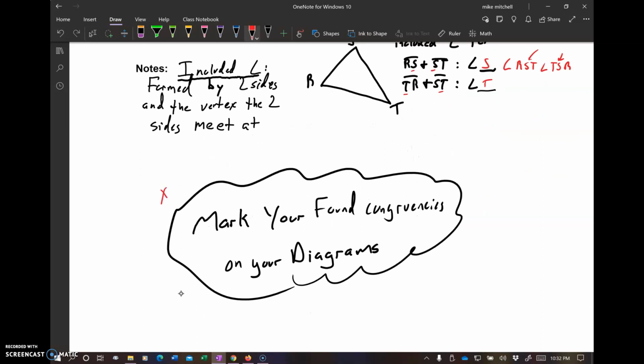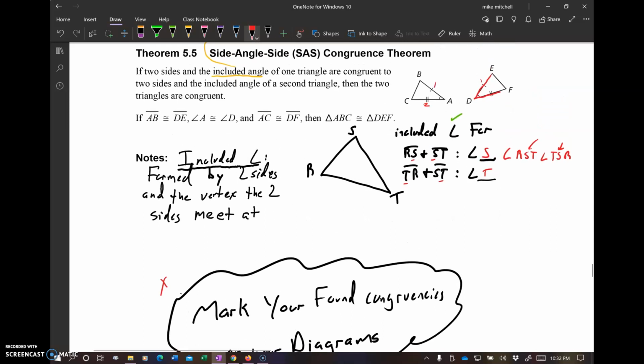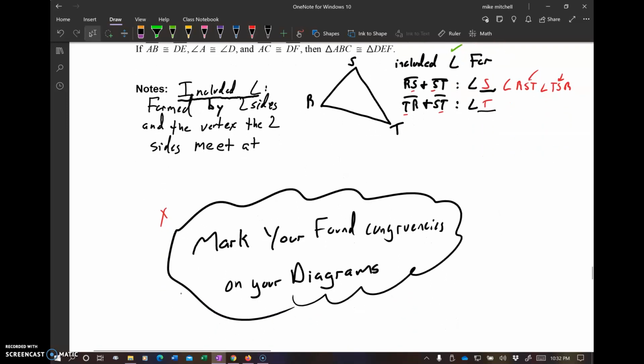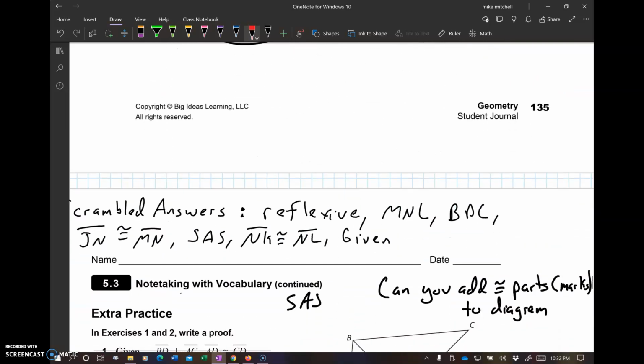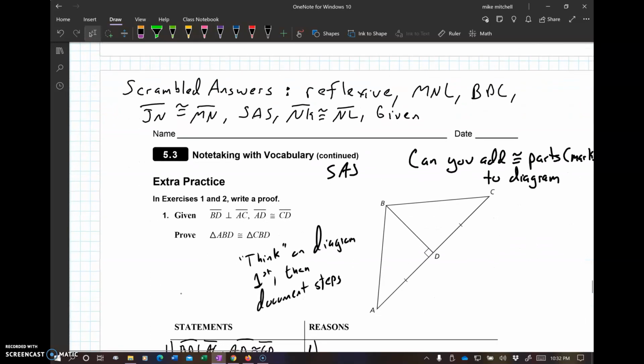This is a big thing, guys. Mark your congruencies on your diagrams. Always do that. That's how most people mess up these proofs. They're trying to keep it in their head. Don't do that. Mark your diagrams. You'll see me mark them all the time. Wow, that's it for the notes. We're into practice. Let's rumble.